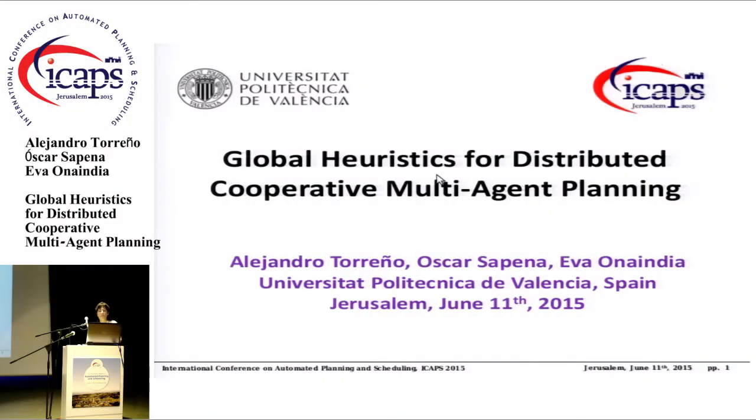Okay, I will present this work on how to use global heuristics for multi-agent planning. This is part of the PhD dissertation of Alejandro Torreño, the first author here.